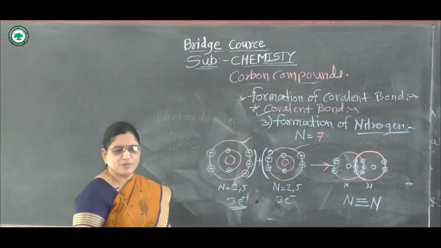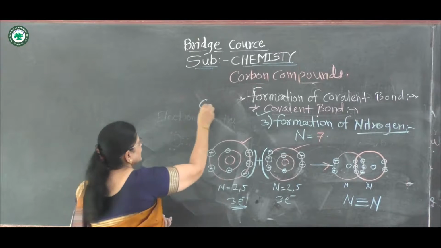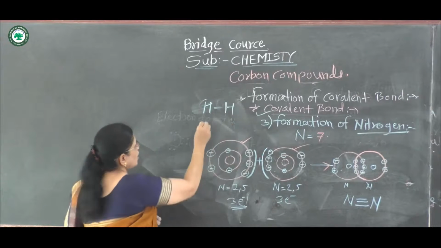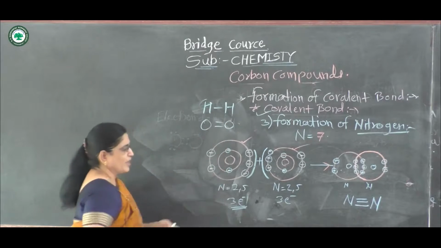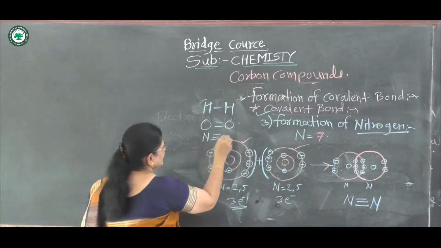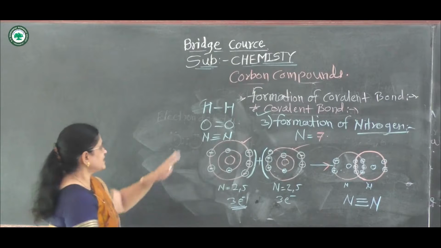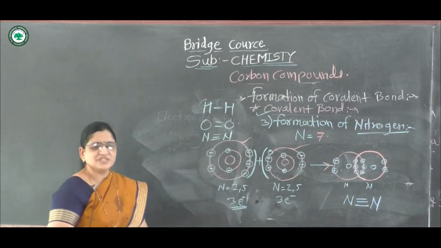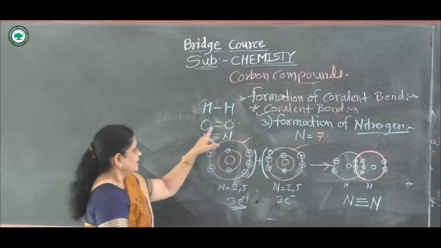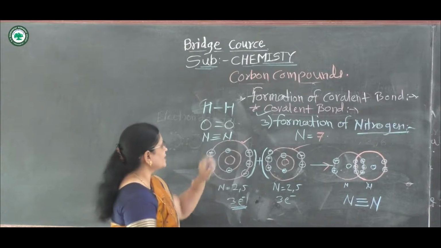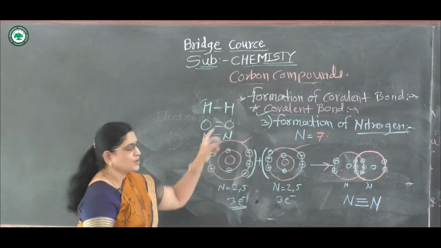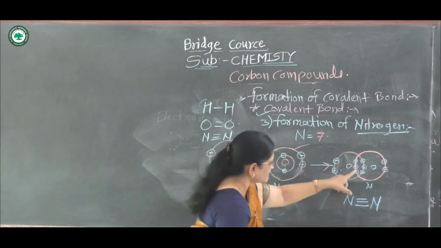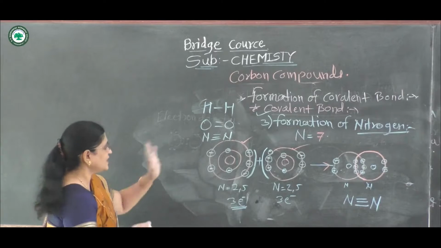In the first example, we saw that hydrogen has a single bond, oxygen has a double bond, and in this third example, it has a triple bond. That means in the hydrogen molecule, it shares only 1 electron pair and forms a hydrogen-hydrogen single bond. In oxygen, it shares 2 electron pairs and forms an oxygen-oxygen double bond. And in nitrogen, it shares 3 electron pairs and forms a nitrogen-nitrogen triple bond.